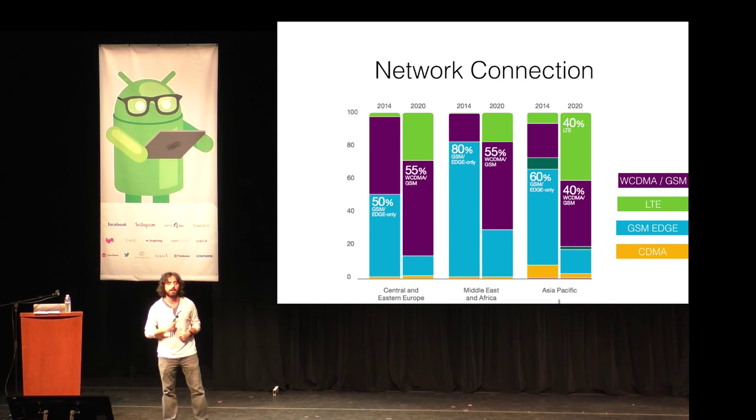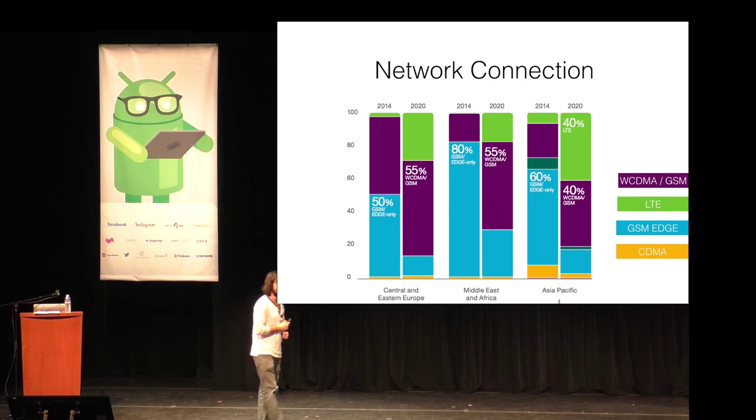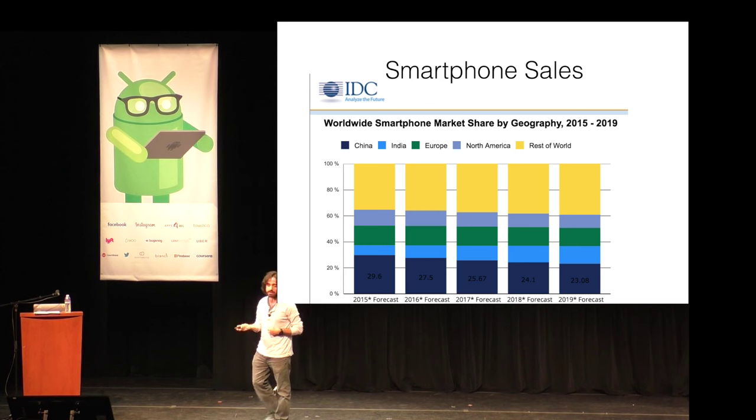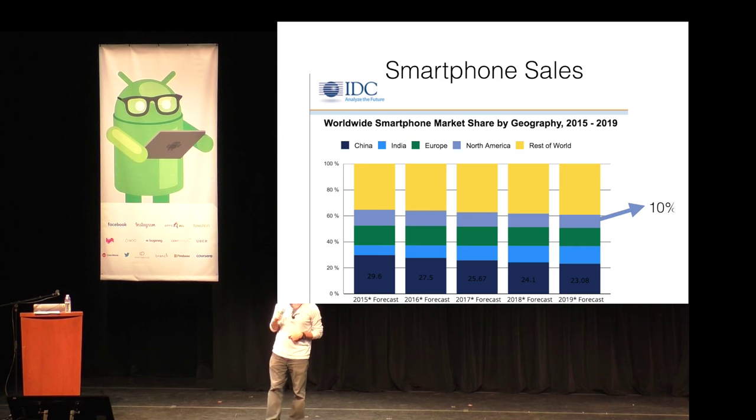And you may also think, well, this is the developing world. We don't really make money out of it. Who cares? Well, this is another number, from IDC stats, on where the smartphone markets are growing. And it turns out most of it is not in North America or Europe. If you look at the numbers, North America is only 10% by 2019.